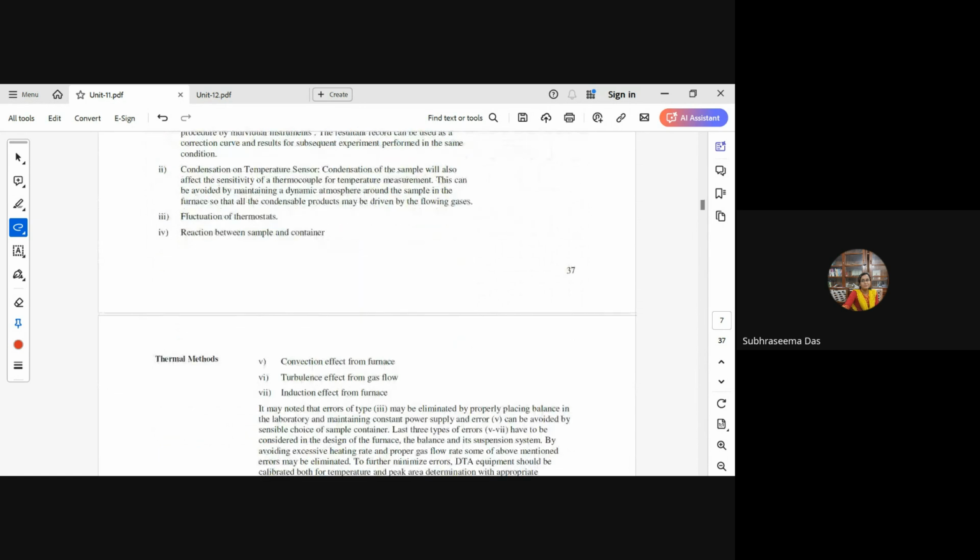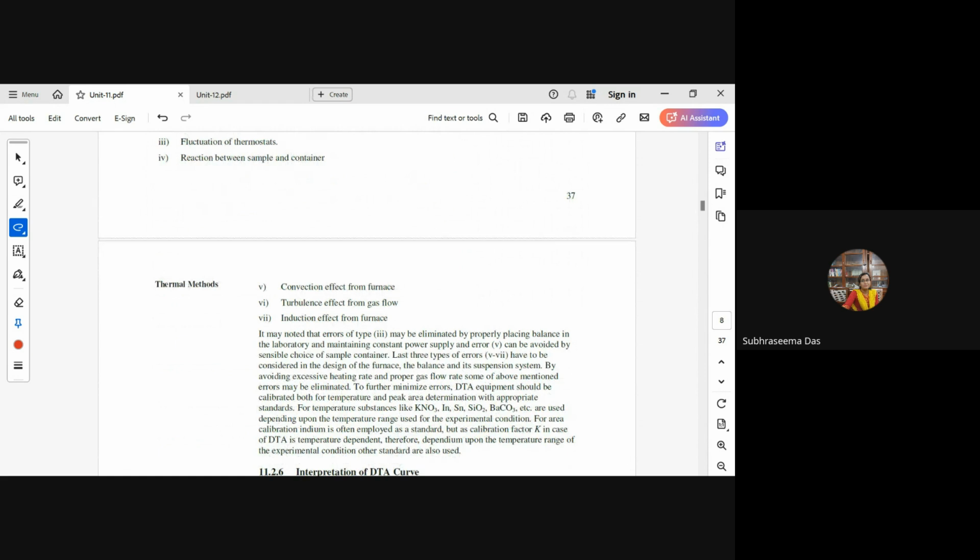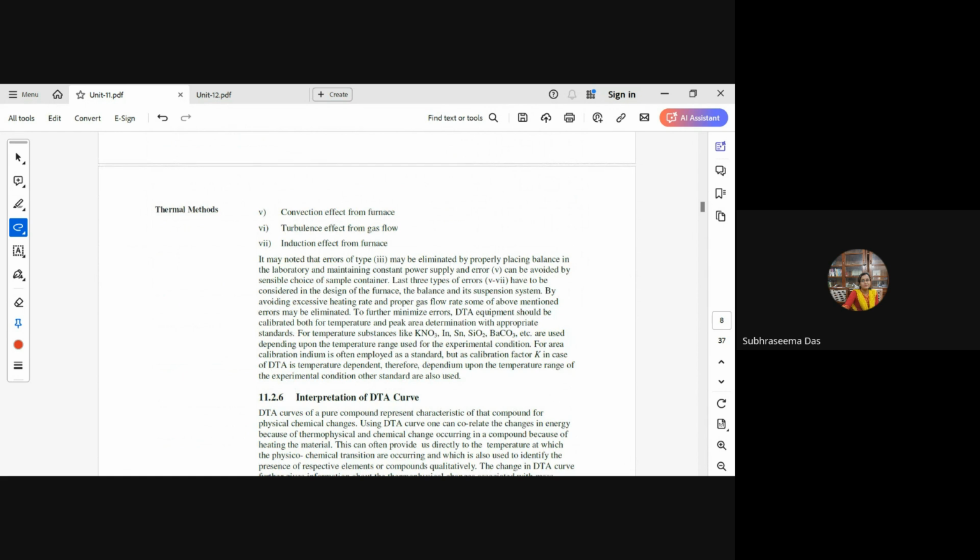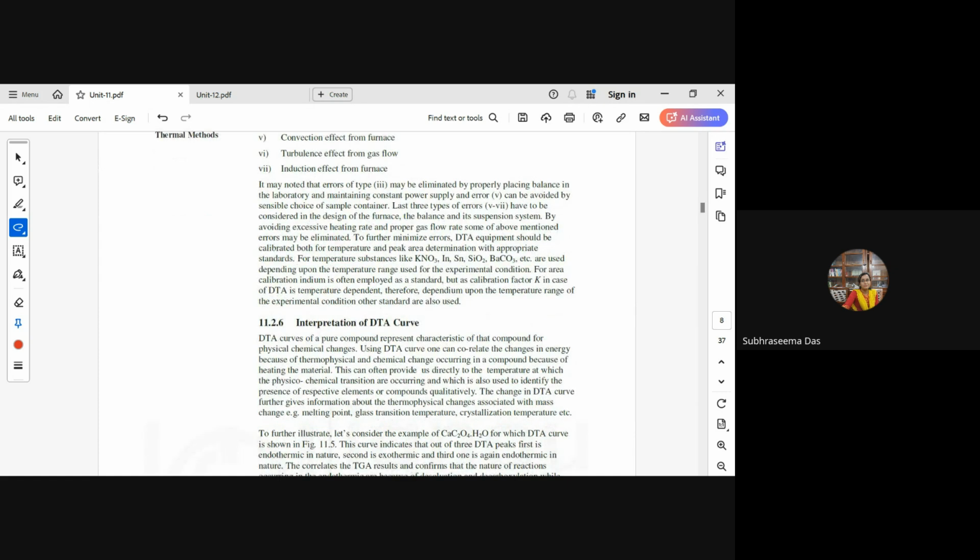There are other errors that arise due to fluctuation in the thermostat, a reaction between the sample and the container, or a turbulence effect of gas flow. These are the errors that can arise during DTA measurement, and they may be eliminated by handling the instrument properly, by maintaining an inert atmosphere inside the instrument, and during the manufacturing process. So these are the errors, and these remediation processes can be applied.